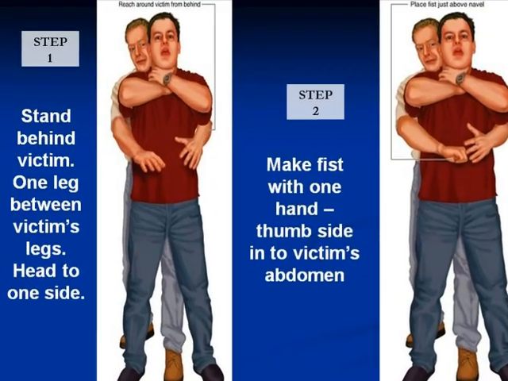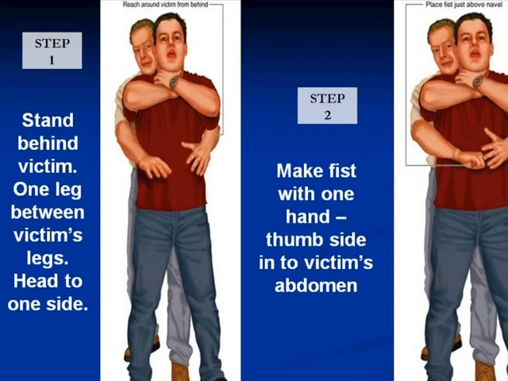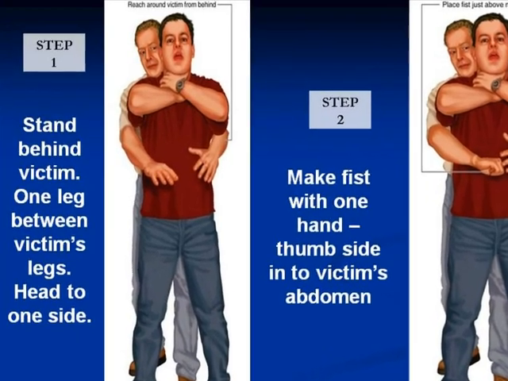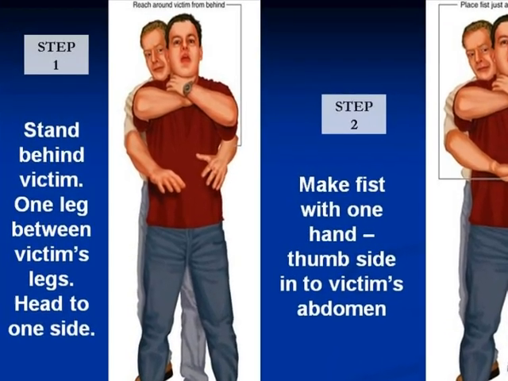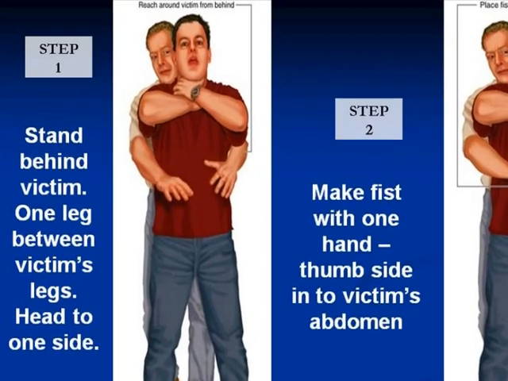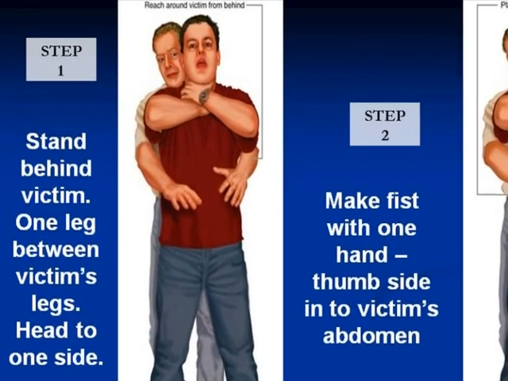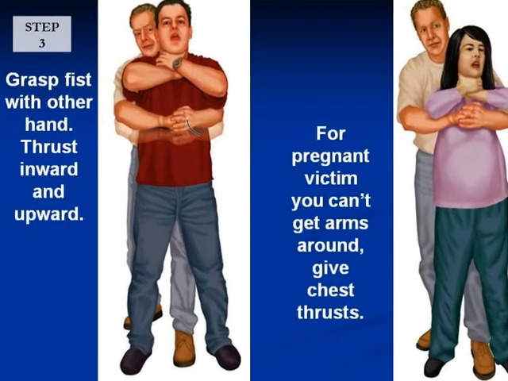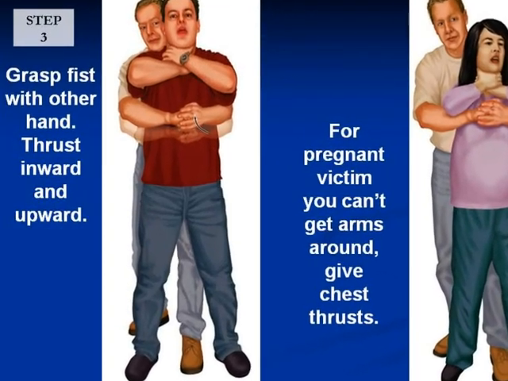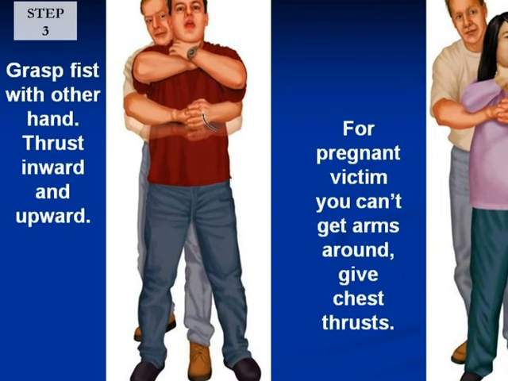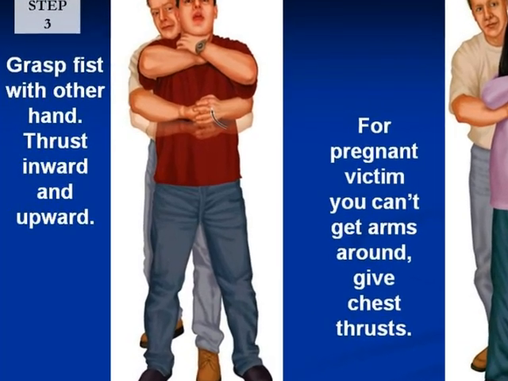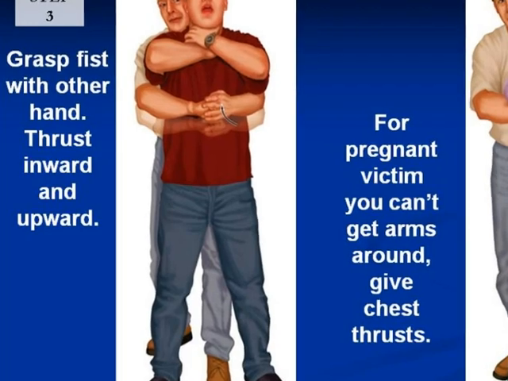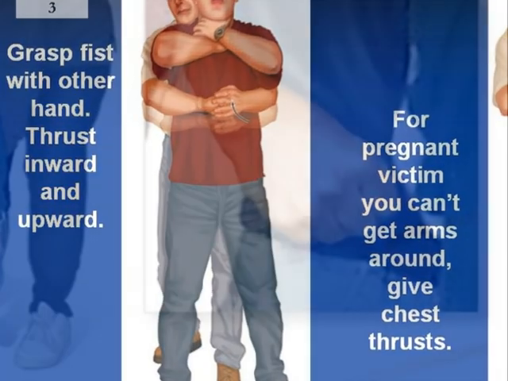So this is the position in which you can help. Stand behind the victim, one leg between the victim's legs, head to one side. Step 2 is making a fist with one hand, thumb side into the victim's abdomen, and press it. Similarly, grasp with the other hand and thrust inward and upward. Thrust inward and upward. Similarly, if you are doing it for a pregnant victim, you can use this technique.